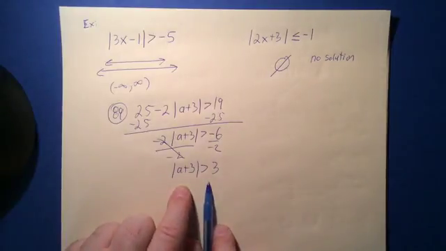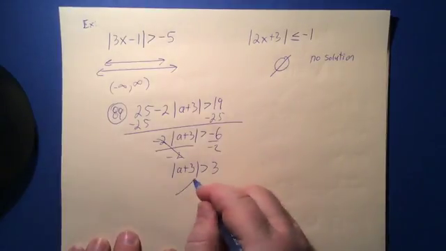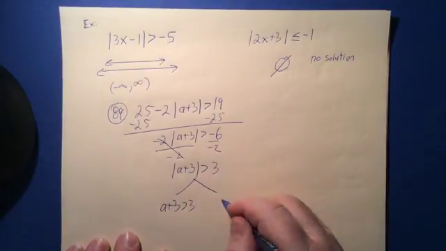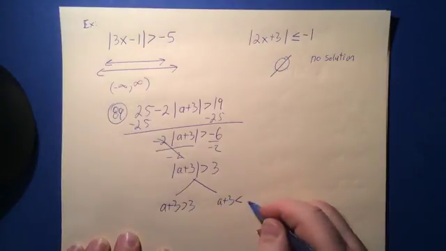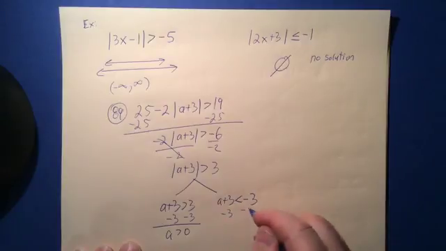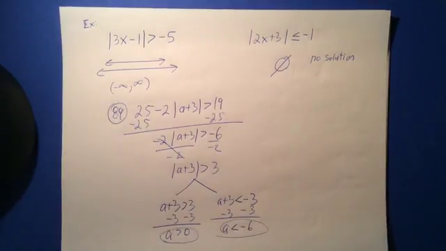So once it is in this form, we see we have something that is reasonable that we can solve now. And we can split it up into two parts. A plus 3 is greater than 3, or a plus 3 is less than negative 3. And now it's a fairly simple equation to solve. By subtracting 3, we have a is greater than 0. And by subtracting 3, I have a is less than negative 6. So now I have this solution and this solution, and we're going to put these on a number line now.